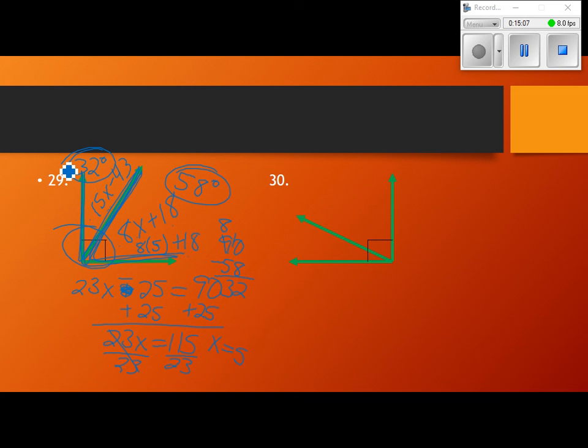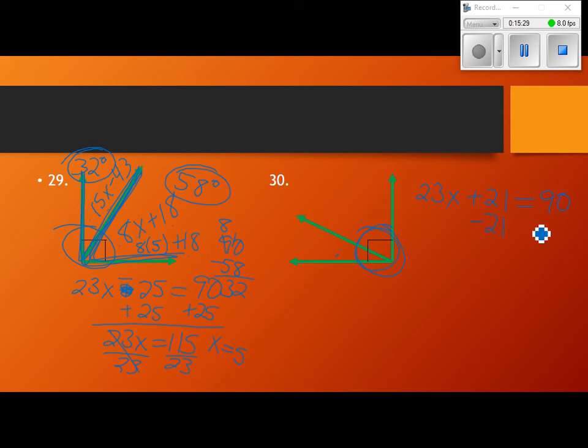Problem 30. I'm not even going to write this stuff down on problem 30. They tell us this is a right angle. We look at the picture there. We collect like terms. You got 13x and 10x. So that's going to give you a total of 23x plus 21. That's this angle plus this angle. Well, those two angles added together should equal the whole thing, which is 90.